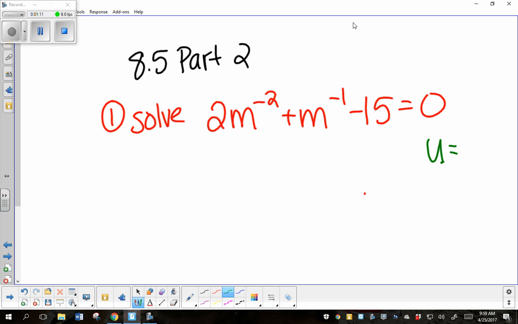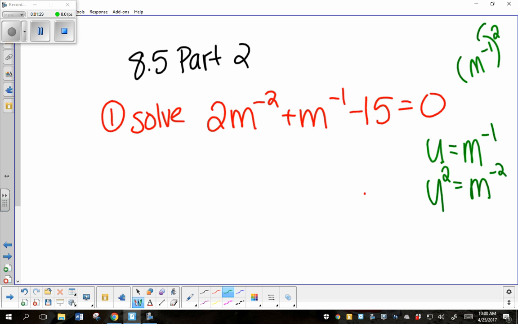There we go. So let's try making u equal m to the negative 1. If that's true, what's u squared? What's m to the negative 1 squared? M to the negative 2, right? Because power to a power, we multiply these. So u squared is m to the negative 2.